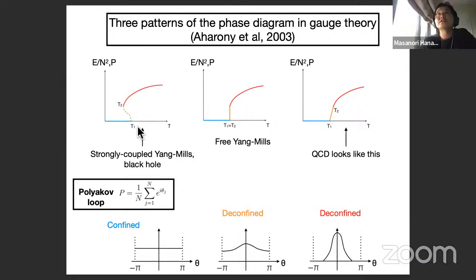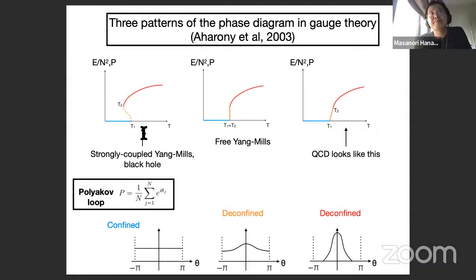But this unstable saddle is smoothly connected to the stable saddle if you change parameters like quark mass or the number of flavors divided by the number of colors. So understanding the properties of this unstable saddle still has important meaning.